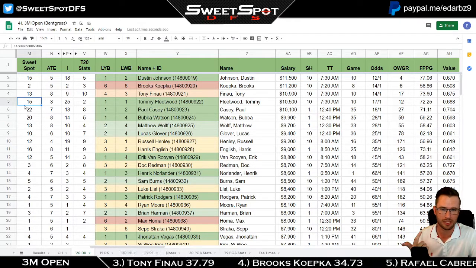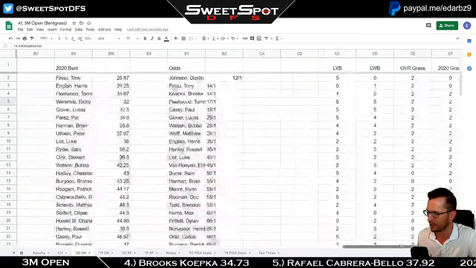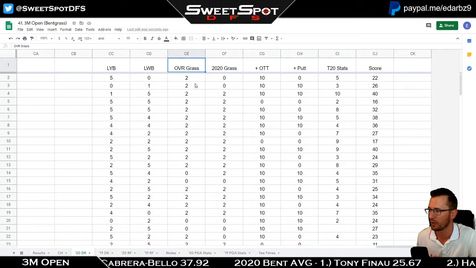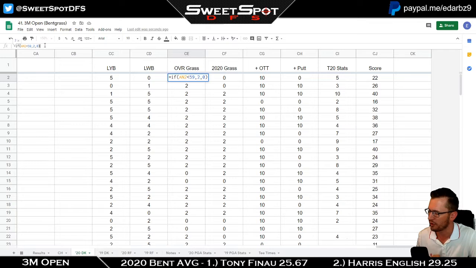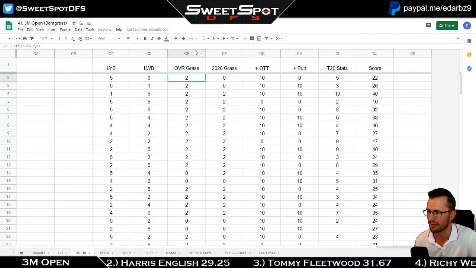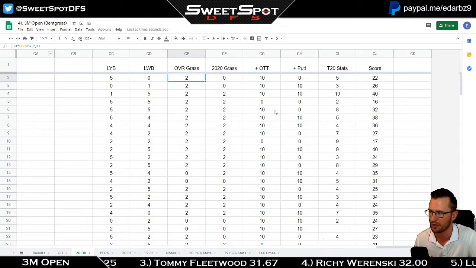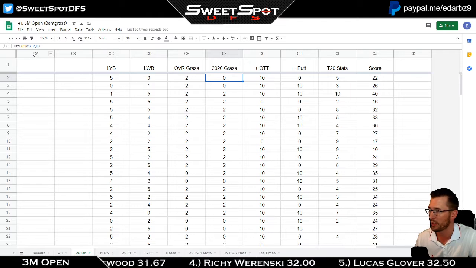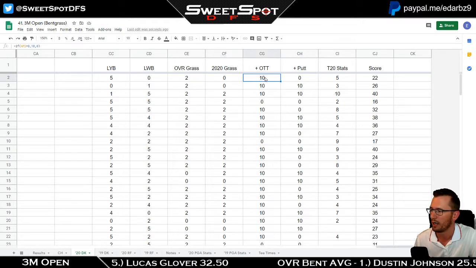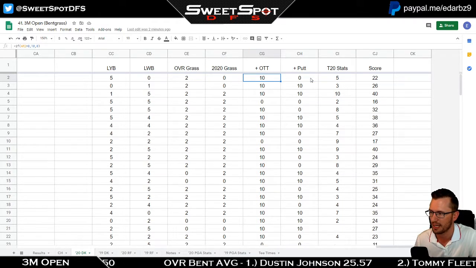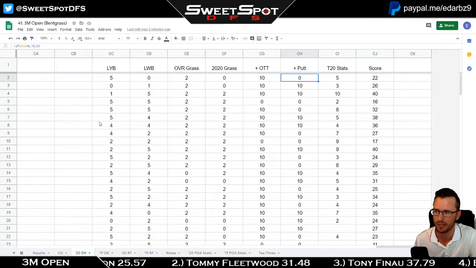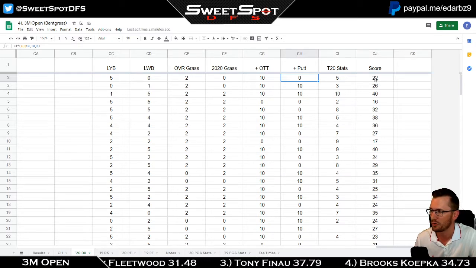It's last year bucket, last week bucket. Here, we can go all the way over here. Last year bucket, last week bucket, overall grass. So if their overall grass average is less than 59, I gave them a 2, otherwise I gave them a 0. Now I could weight this a little bit differently and give them a different number if I wanted to. I do that also with the 2020 grass. So obviously 59 was the number for whatever reason that I felt appropriate. Off the tee, if it was greater than 0, I gave you a 10. If you had a positive strokes gained putting stat, I gave you 10.